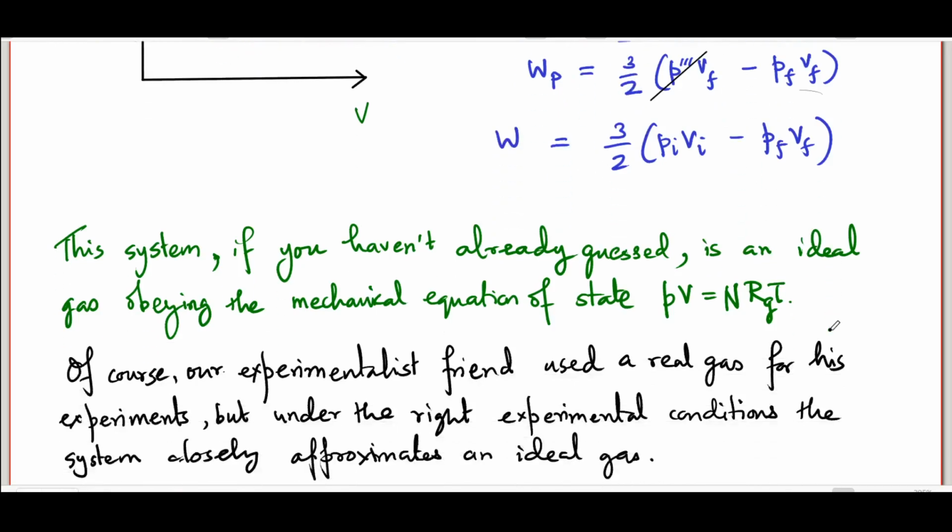Now, of course, if this is a real experiment carried out, our experimentalist friend would have to use a real gas for the experiments. Ideal gases don't really exist. But under the right experimental conditions, the system closely approximates an ideal gas. So even real gases do behave like ideal gases, especially if the temperature is high and the density is low. So, within the limits of experimental precision, our friend's results thus show that work done to take a system from a given initial state to another fixed final state is independent of the paths taken.